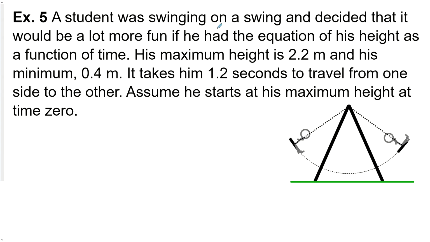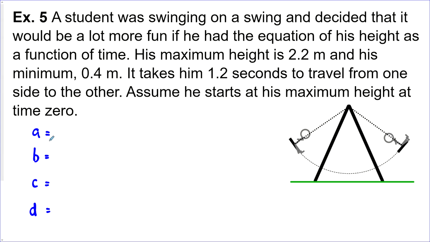A student was swinging on a swing and decided that it would be a lot more fun if he had the equation of his height off the ground as a function of time. His maximum height is 2.2, and his minimum, down at the bottom here, is 0.4 meters. It takes him 1.2 seconds to travel from one side to the other. And assume that he starts at his maximum height at time 0. And he's going to be swinging at a constant rate. So we just need to find our A, B, C, and D values.